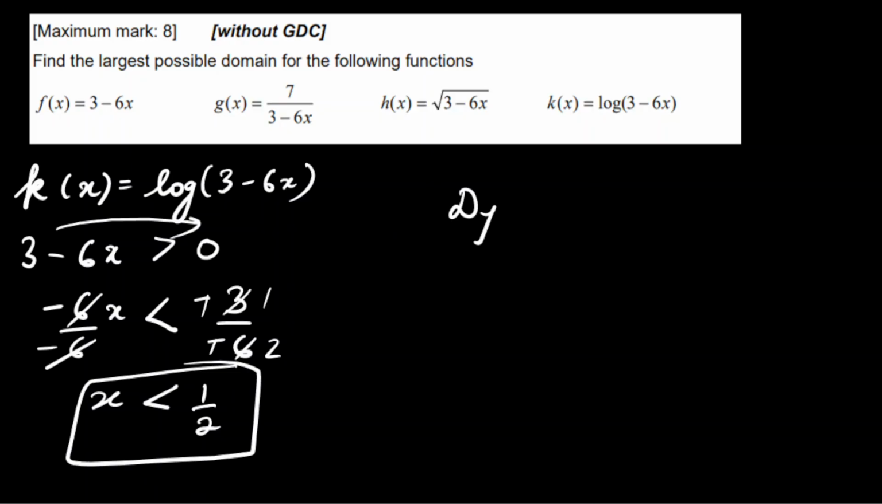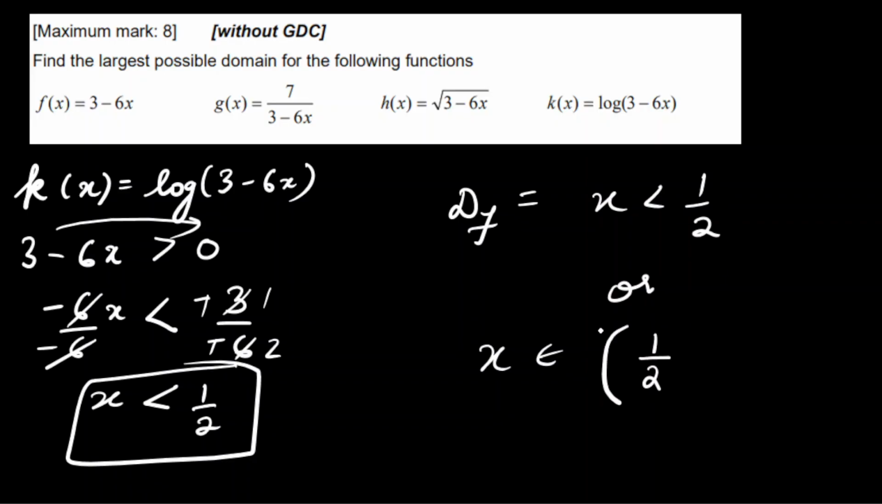So the domain of the function is x is less than 1 by 2, or you can write it in interval form also: x belongs to, see, it's not equal, only less than. So I have to write 1 by 2 with an open bracket, and it goes still less, so negative infinity to 1 by 2. This way also we can write.